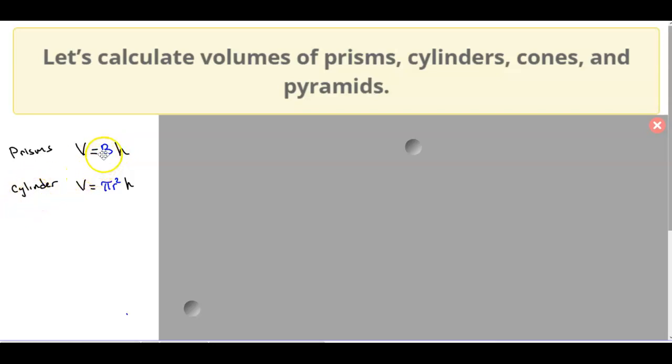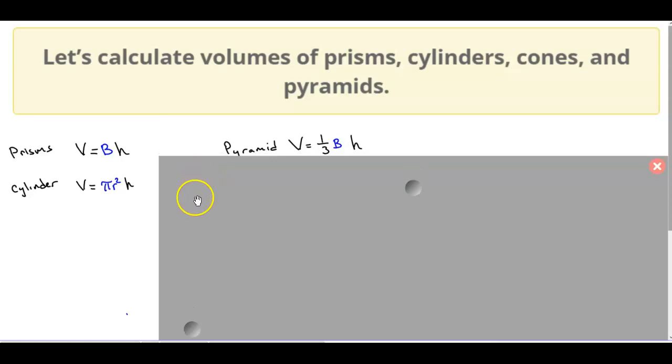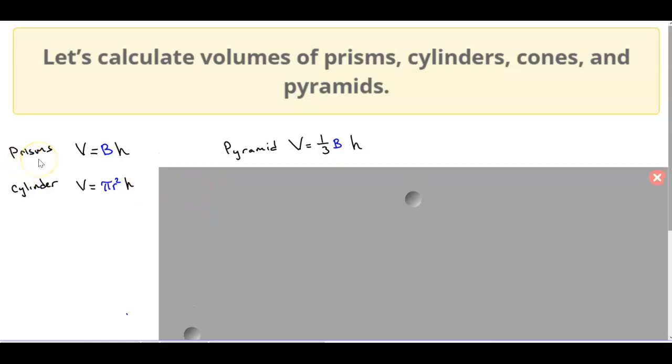Now remember, a cylinder is just a prism with a circular base. So the only thing that would change is the area of the base is pi r squared. And then we said, if I took a triangular prism and I cut it into 3 equal solids, that would give me one pyramid. We did that in activity 12.3. The volume for any pyramid is just 1/3 the area of the base times the height.